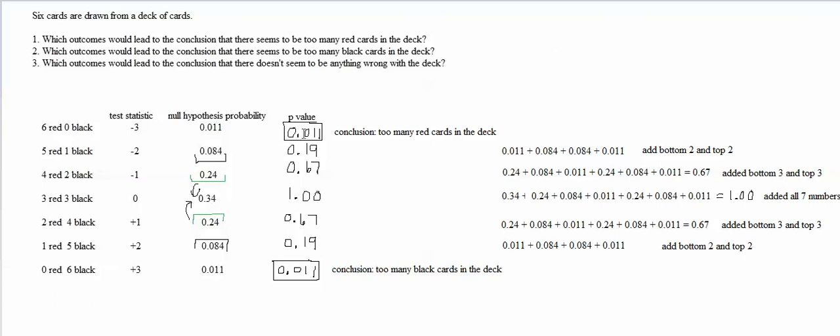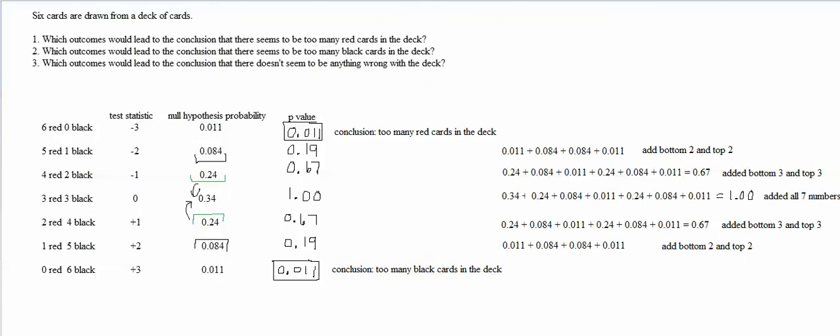The reason: whichever outcomes have a p-value under 0.05 lead you to conclude that there's something wrong with the deck. Up here at the top, where we have a lot of red cards and not many black cards, we conclude that there's too many red cards. Down here, where there's a lot of black cards and not very many reds, we conclude that there's too many black cards in the deck.